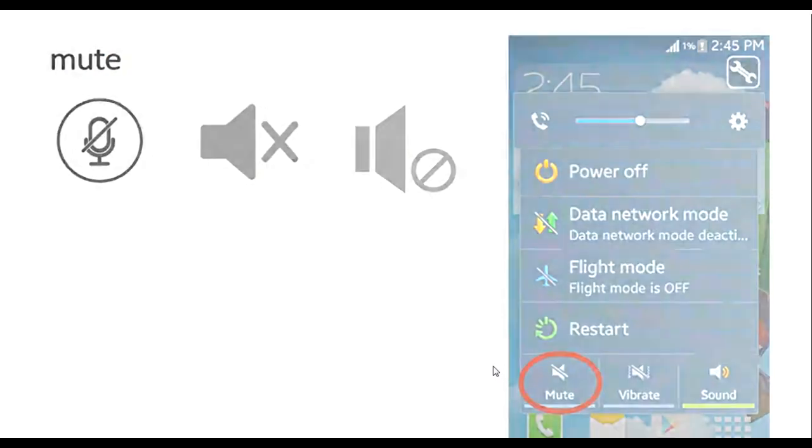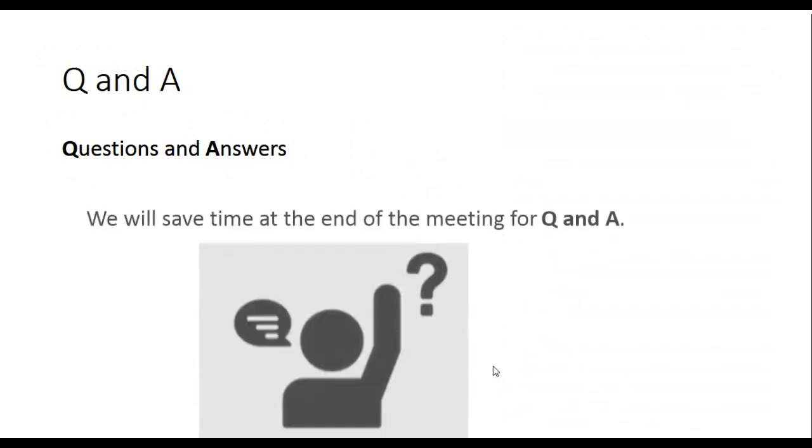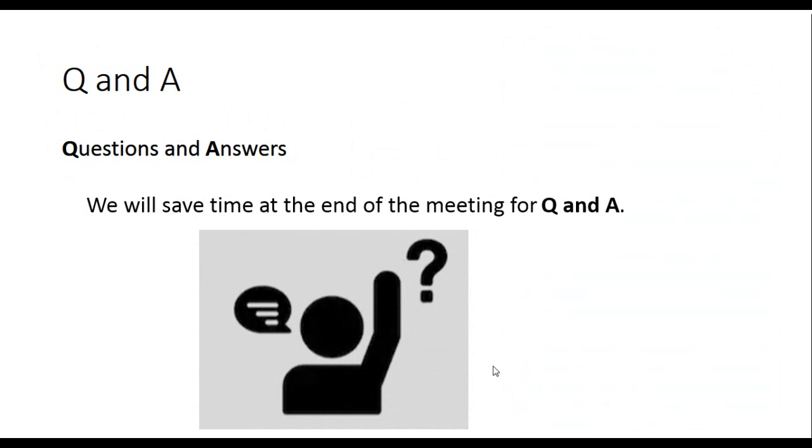Okay, the last vocabulary. Q&A. This is a short way to say questions and answers. For example, we will save time at the end of the meeting for Q&A. That means for this part of the meeting, people will ask questions and get answers. If you are at a meeting and you have a question, this is the time to ask. For example, what, who, why questions.